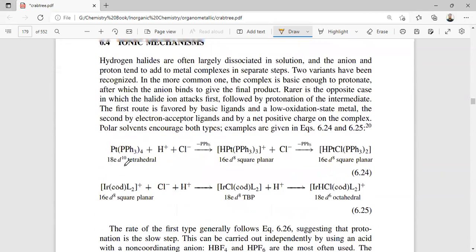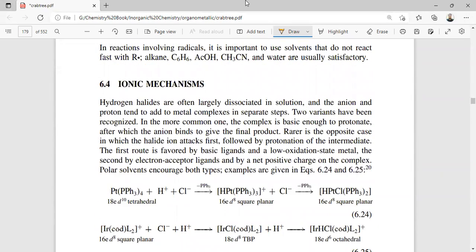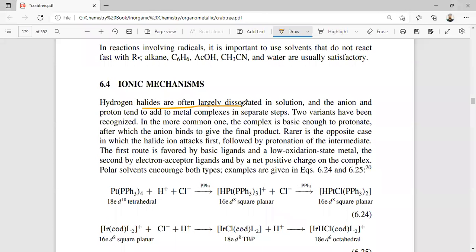So next we will discuss the ionic mechanism. Hydrogen halides are often largely dissociated in solution, and the anion and the cation tend to add to the metal in separate steps. So two variants have been recognized. In the more common example, the complex is basic enough to coordinate the proton, after which the anion binds to give the final product. In the opposite case, the halide ion attacks first, followed by protonation of the intermediate.